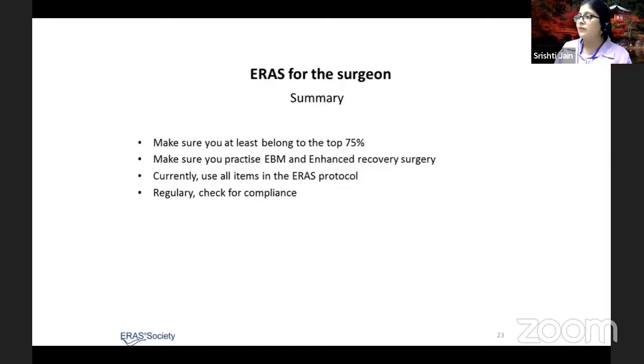So to conclude, Dr. Ljungqvist has said in his YouTube video on the ERAS platform, to summarize for a surgeon: make sure that you are at least belonging to the top 75% of surgeons. Make sure that you practice evidence-based medicine and enhanced recovery surgery. Currently, you have to use all items in the ERAS protocol. This is what the research has shown us so far. And we should regularly conduct audits and check for the compliance of ERAS in the institute. So this is to summarize what he had to say about ERAS.